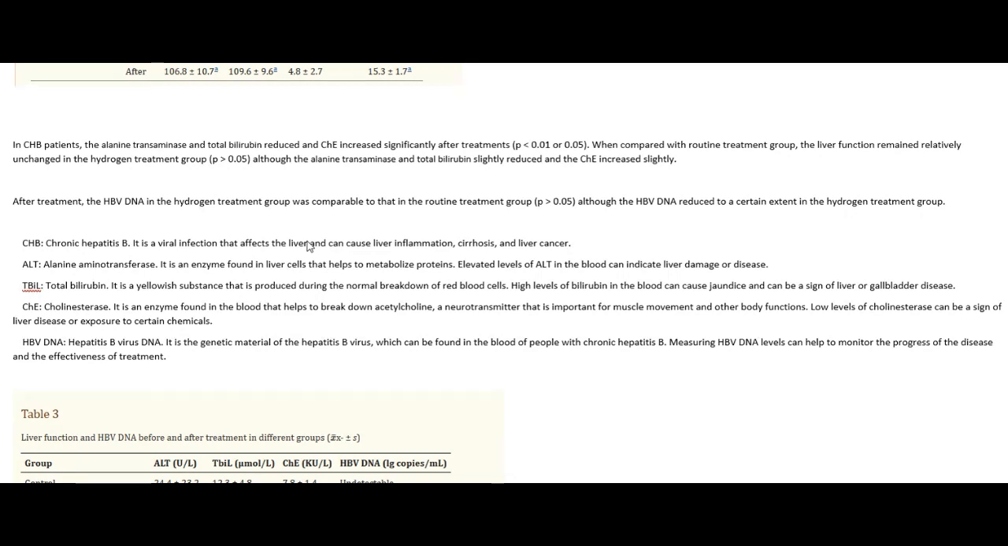Okay, after treatment, the HBV DNA in the hydrogen treatment group was comparable to that in the routine treatment group, although the HBV DNA reduced to a certain extent in the hydrogen treatment group.